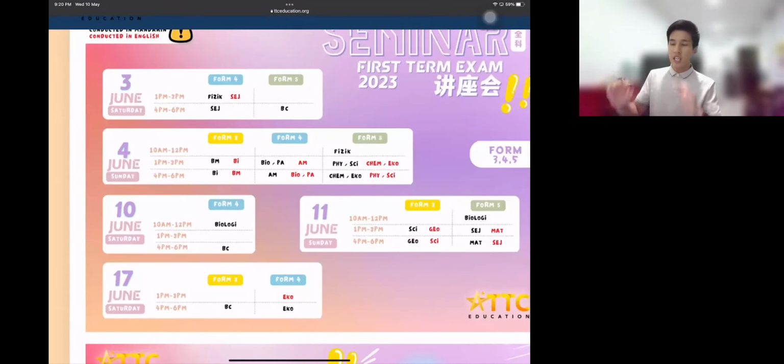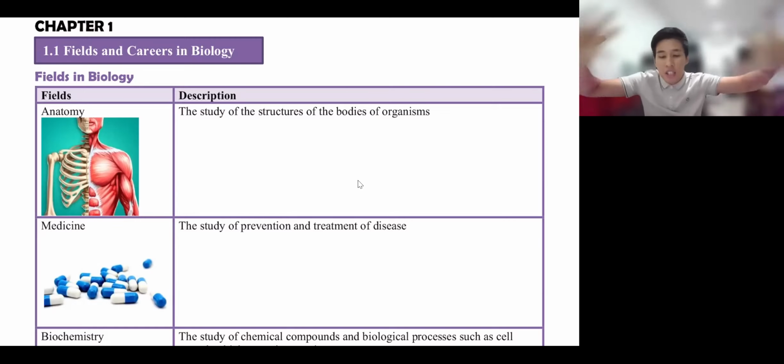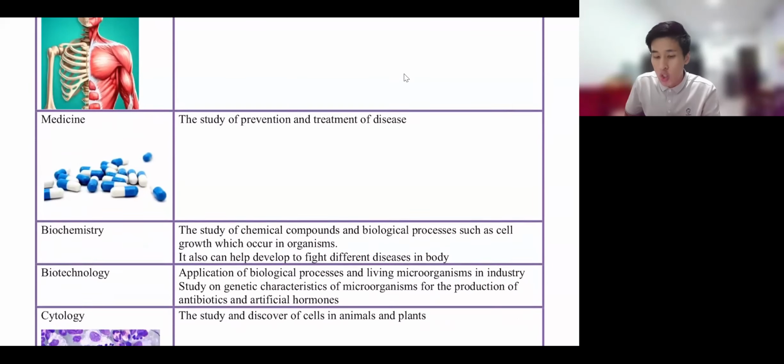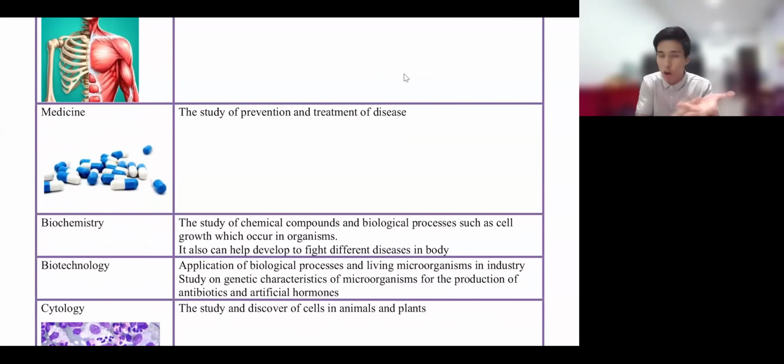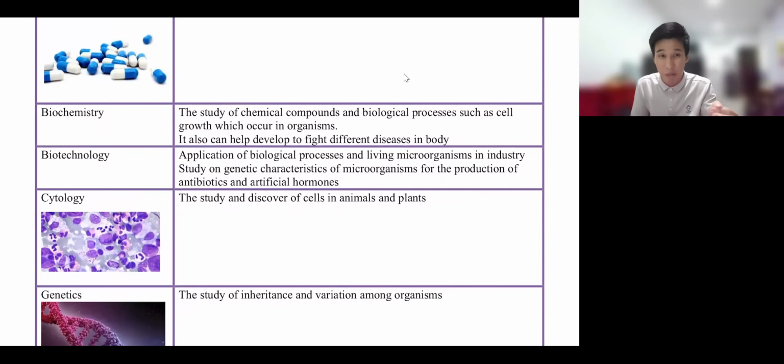Now, chapter 1, like I say, very stupid chapter. For example, you can see 1.1, fields and careers in biology. Meaning, if you love bio a lot, what are the things you can study, or what are the fields you can work in that are related to bio? For example, you have medicine, like doctor, pharmacy, you have biotech, biochemistry, and all that. All of these, you just read through yourself lah, because they just come in objective for me. I don't want to waste time here.